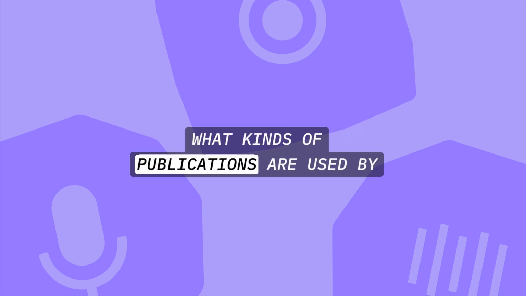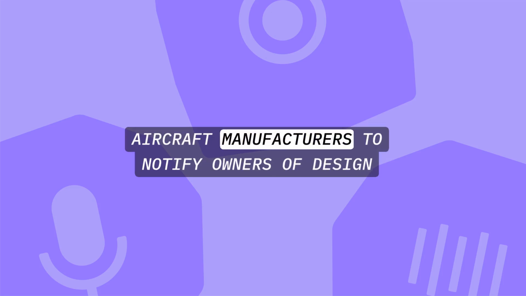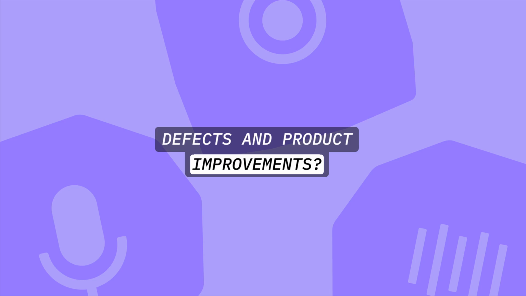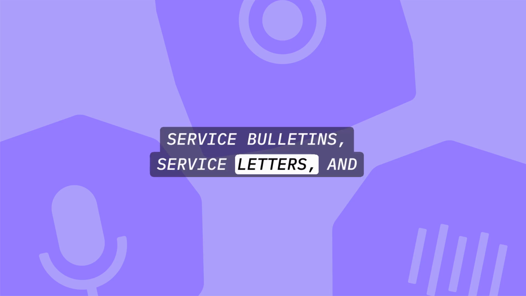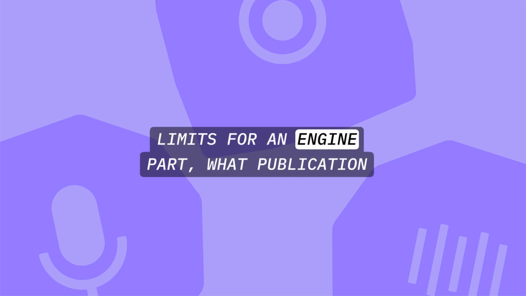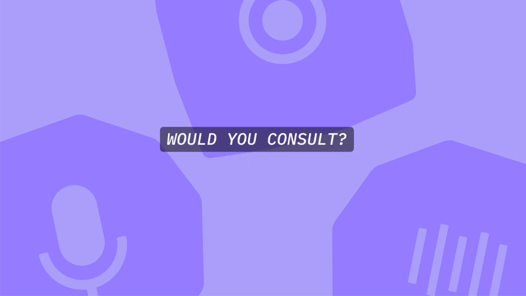What kinds of publications are used by aircraft manufacturers to notify owners of design defects and product improvements? Service bulletins, service letters, and service instructions. If you need to determine the serviceable dimension limits for an engine part, what publication would you consult?